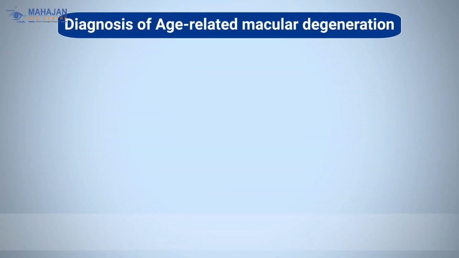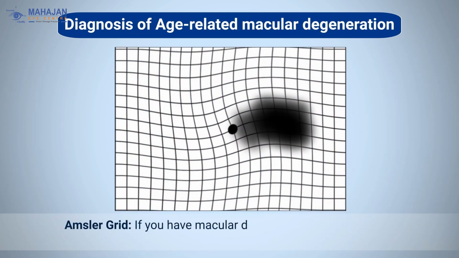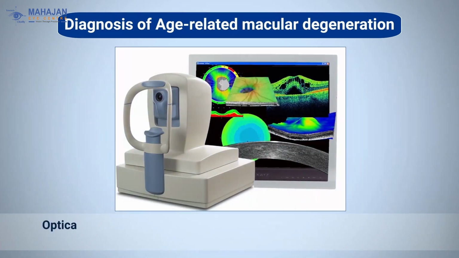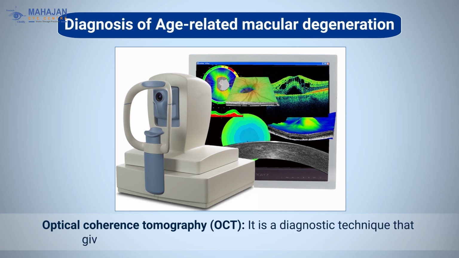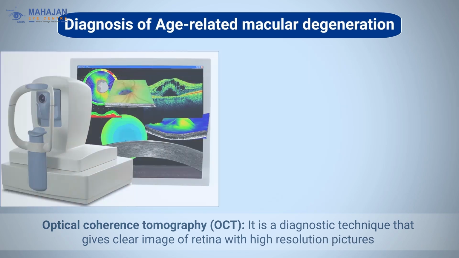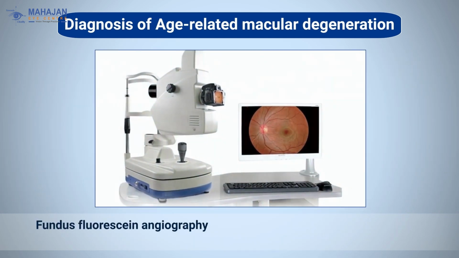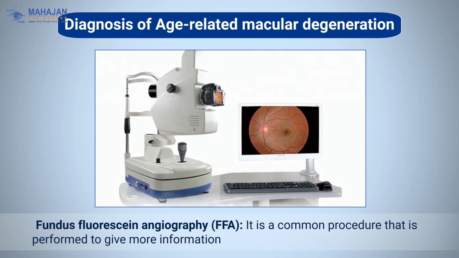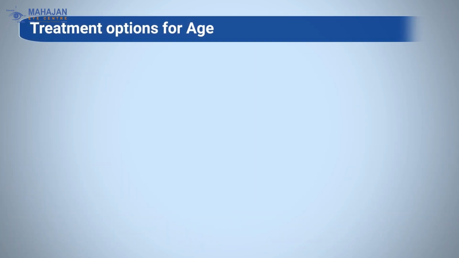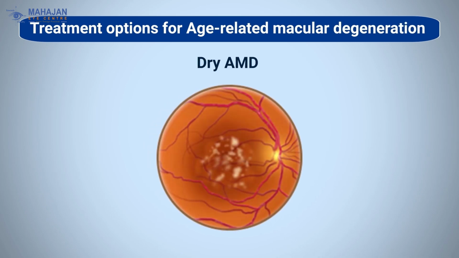Let us discuss the diagnosis of age-related macular degeneration. Amsler grid: if you have macular degeneration, you can check yourself on an Amsler grid. Optical coherence tomography (OCT) is a diagnostic technique that gives a clear, high-resolution image of the retina. Fundus fluorescein angiography (FFA) is a common procedure performed to give more information about the condition of the back of the eye.